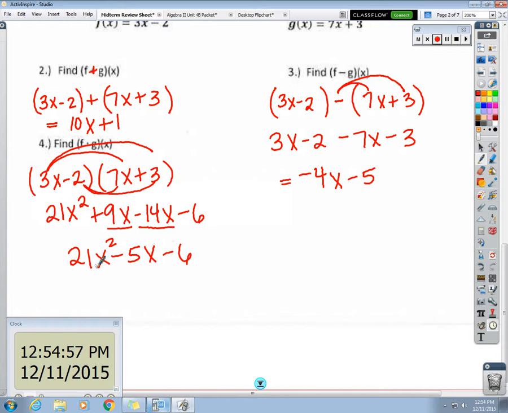What kind of polynomial is this? It's a trinomial. What kind of trinomial? Quadratic. Yeah, a quadratic trinomial. Degree 2 trinomial because it's 3 terms.